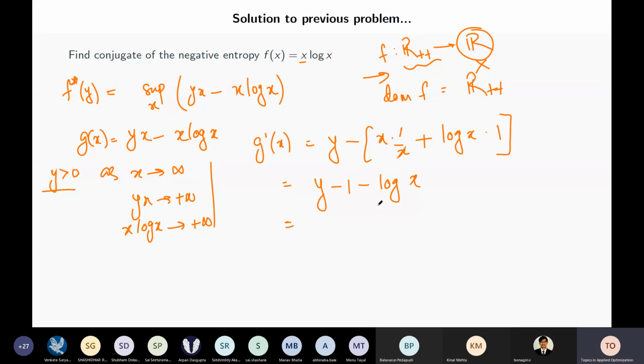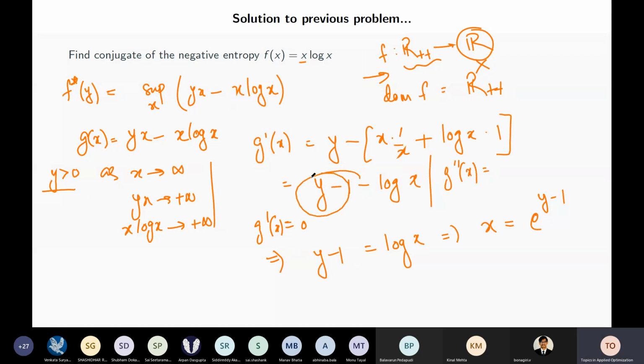From here we can find the critical point, right? So g prime of x equals 0. This implies y minus 1 is equal to log x. If we solve for x, then it will be e to the y minus 1. Okay, so we have found a critical point, but we are not sure whether it's a maximum or a minimum. So we will go ahead and compute g double prime of x and see.